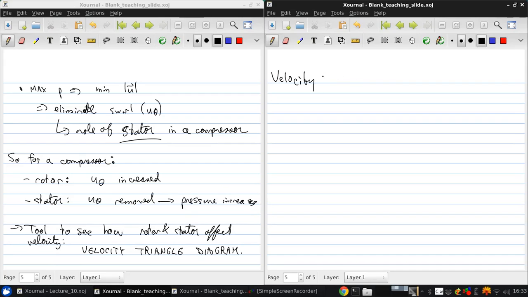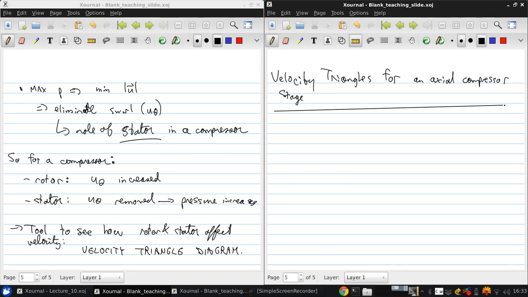Okay, so let's dive into this tool and look at velocity triangles for an axial compressor stage. Now, an axial compressor is just one where the flow primarily moves in the axial direction. This is opposed to a radial compressor, where the flow turns from the axial direction to the radial direction through the machine. Axial machines are most commonly found in aircraft engines.